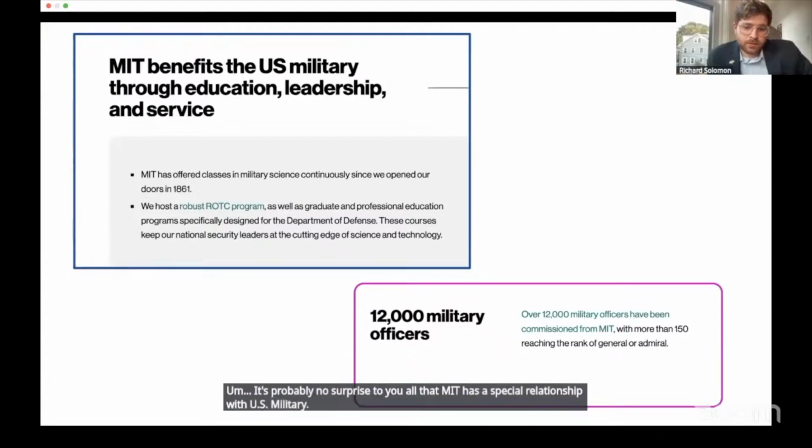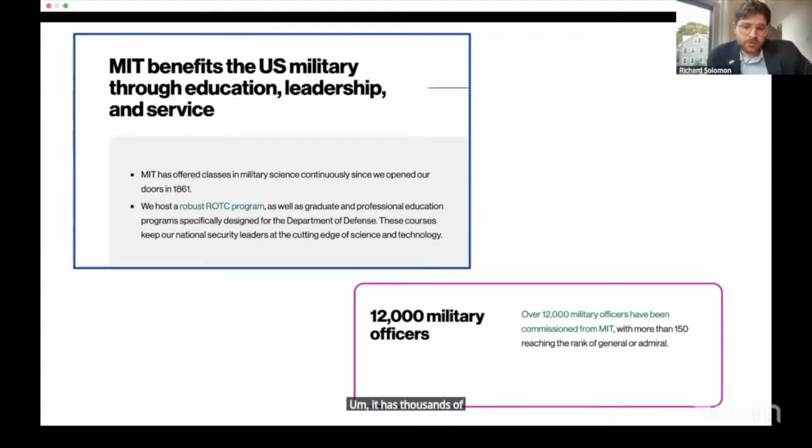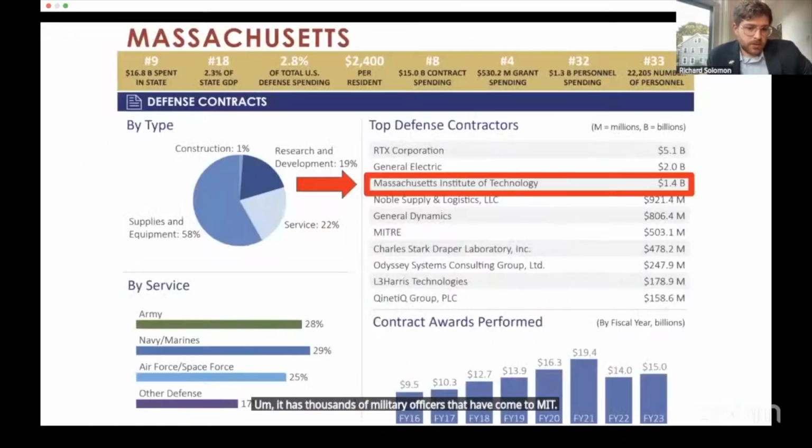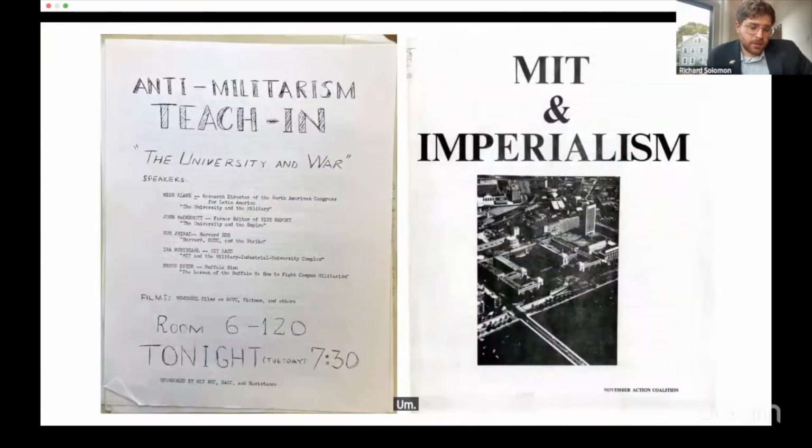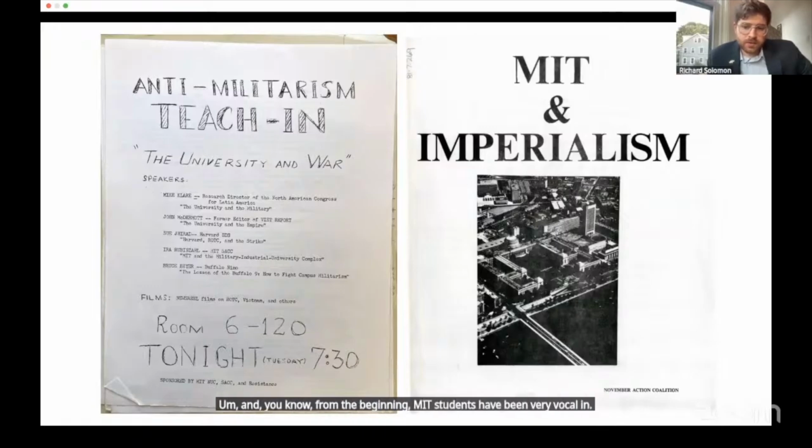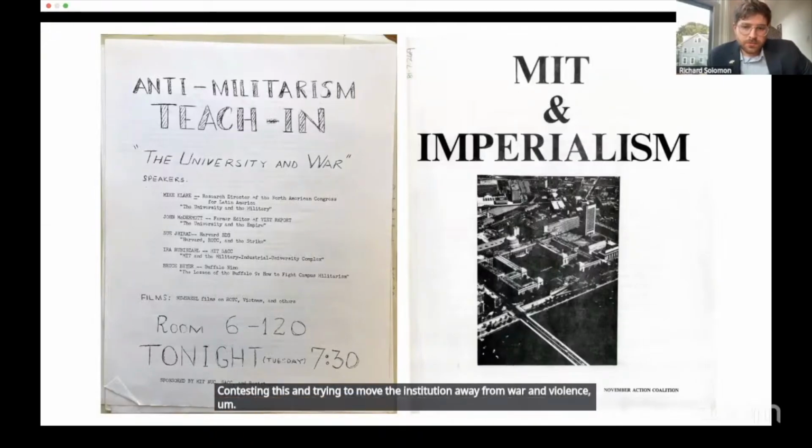It's probably no surprise to you all that MIT has a special relationship with the US military. It has thousands of military officers that have come to MIT. It's, I think, the third largest defense contractor in Massachusetts. And from the beginning, MIT students have been very vocal in contesting this, in trying to move the institution away from war and violence and towards peaceful pursuits.